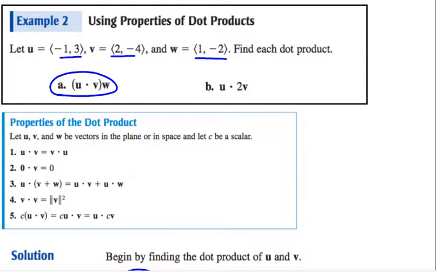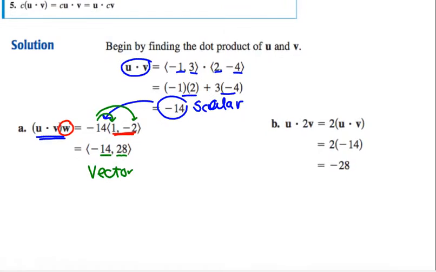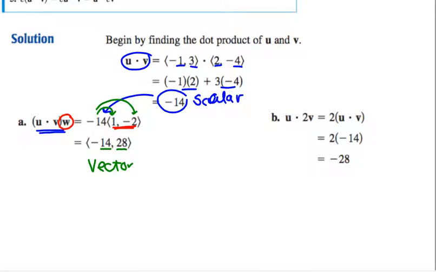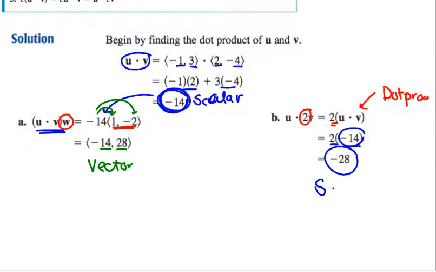So here's part B. Part B, if we go back up, is asking us to take u times 2v. So we can take out that 2, essentially, out in front. And now we're going to do the dot product. So here's our dot product, which we found over here to be negative 14, which is scalar. And now you distribute that. So 2 times negative 14 is negative 28. So now we're going to get a scalar solution.